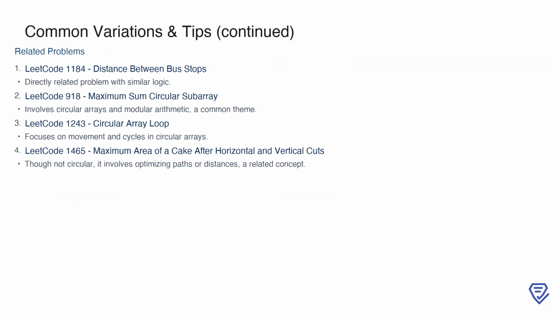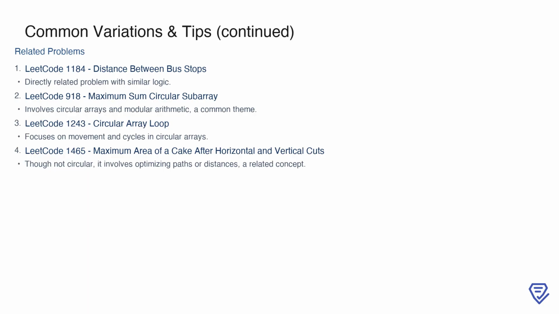This problem is part of a broader category of challenges involving circular structures, and understanding related problems can deepen your insights. For instance, LeetCode 1184, the problem we're solving, directly focuses on calculating distances in a circular route. LeetCode 918, Maximum Sum Circular Subarray, is another example that involves circular arrays and modular arithmetic, emphasizing the need to think in terms of wrapping indices.